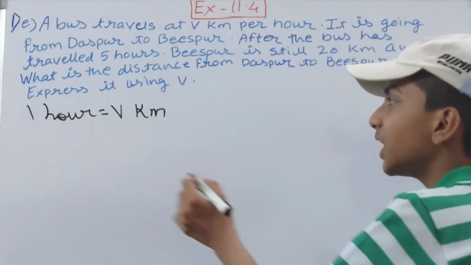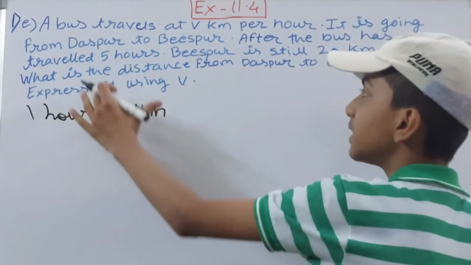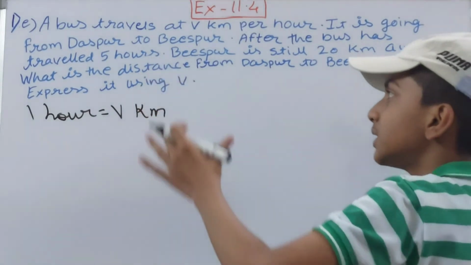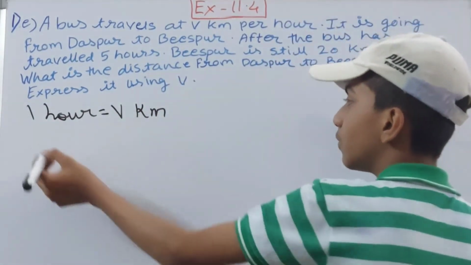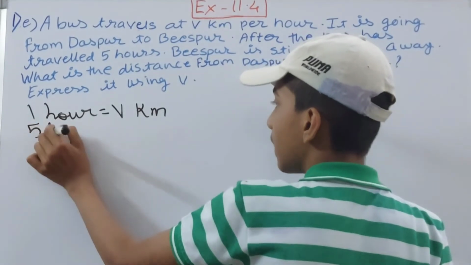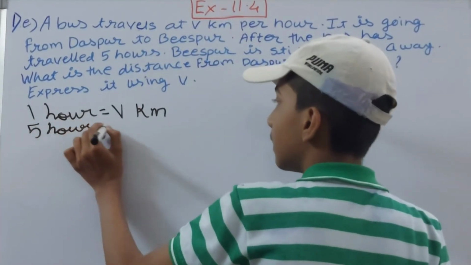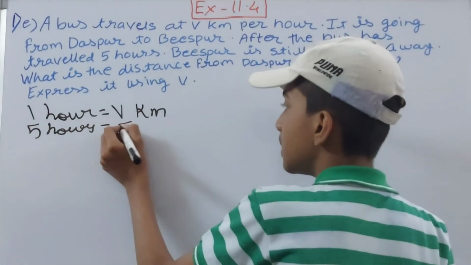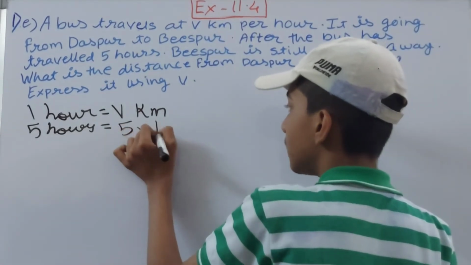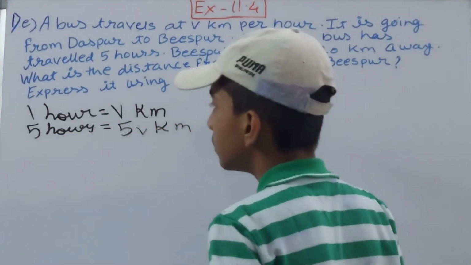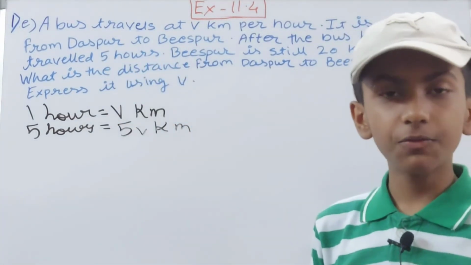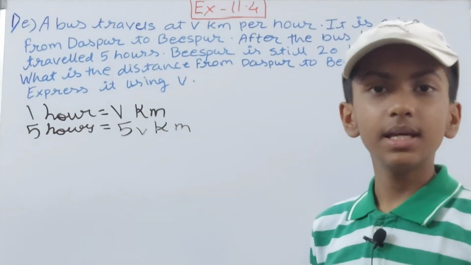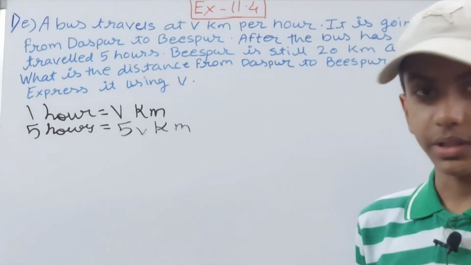So now it is saying us to express the distance from Daspur to Bijpur using V, right? So if in 1 hour it travels v kilometer and it has travelled straight for 5 hours, can we know the distance for 5 hours? Yes. So what will be the distance for 5 hours? V into 5, that is basically 5v kilometers, right? So the distance travelled in 5 hours by the bus is 5v kilometers, right?